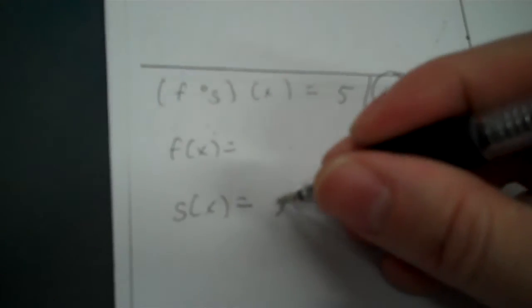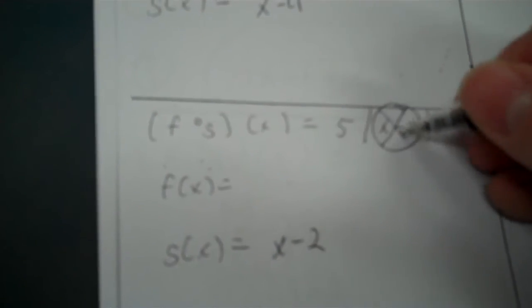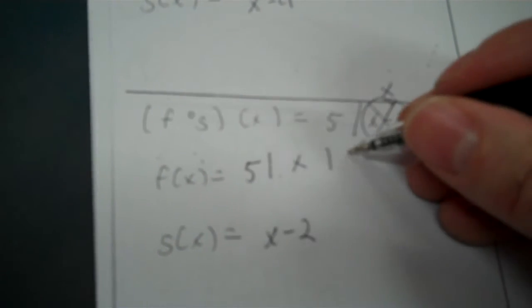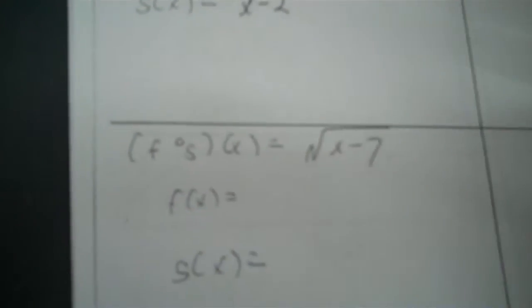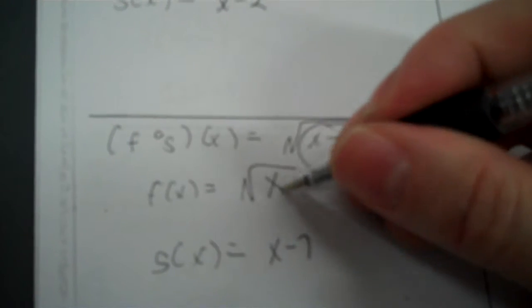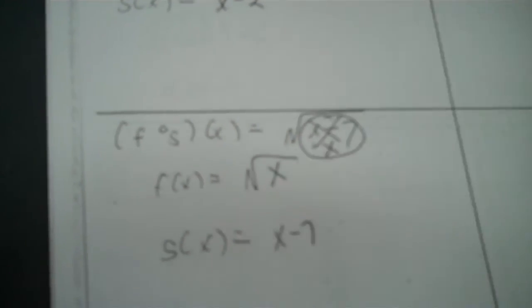The inner expression is x minus 2. So I have 5, absolute value of x, and then plus 3. Okay, right here, make your square root, put your x minus 7, and you're just going to put x. Cross it out, put x. Alright, pause the video and do numbers 1, 2, 3, and 4 on that page right there. And then I'll teach you how to do 5, 6, 7, 8 here in a moment.